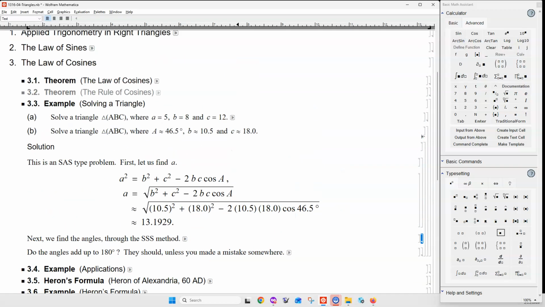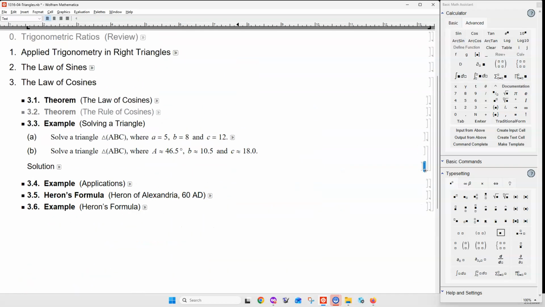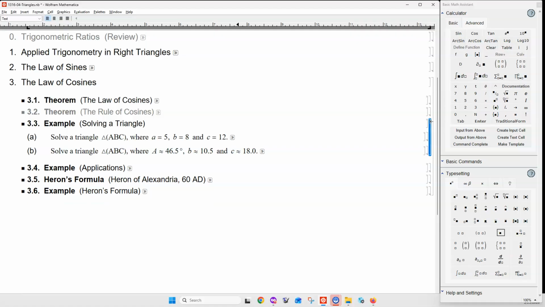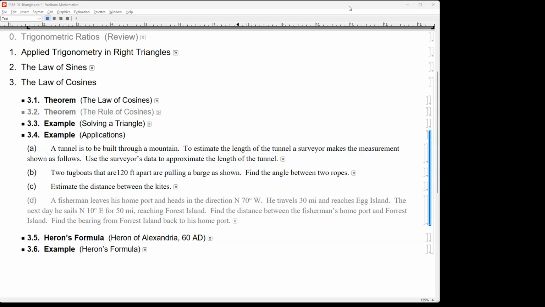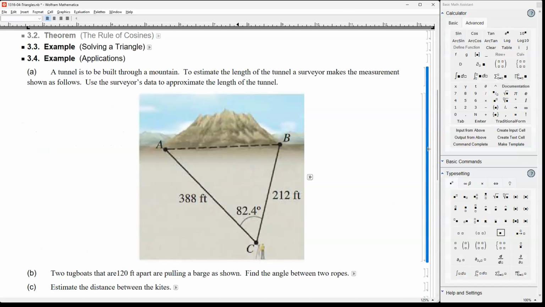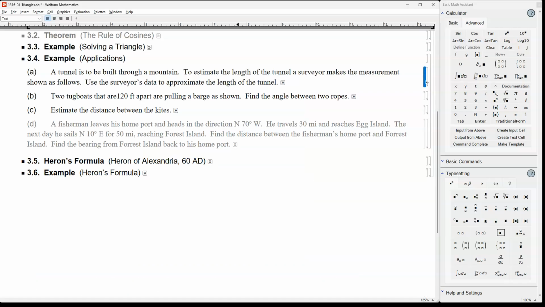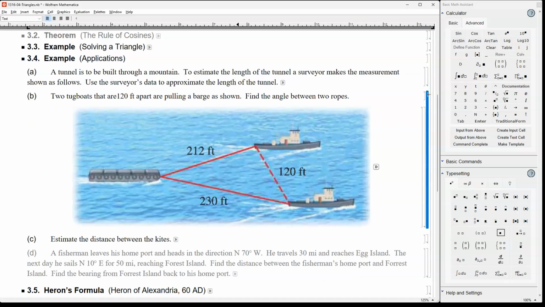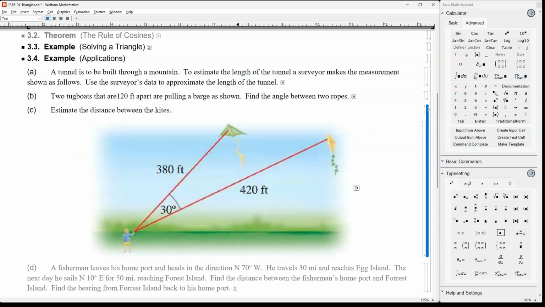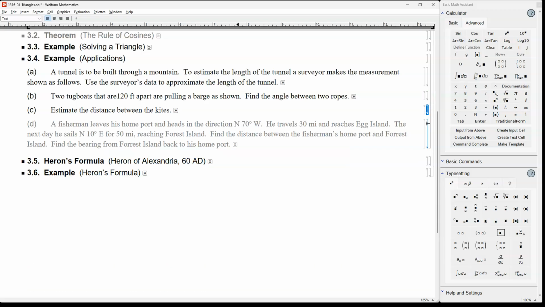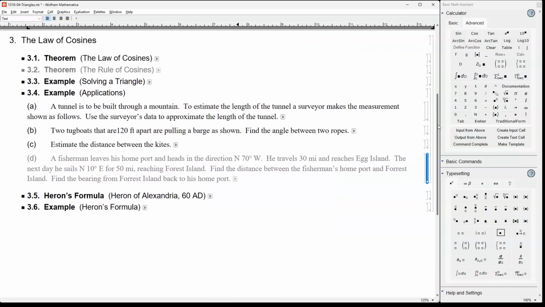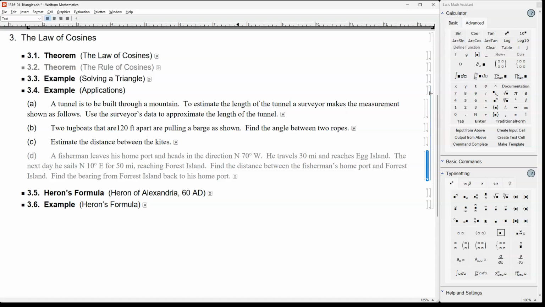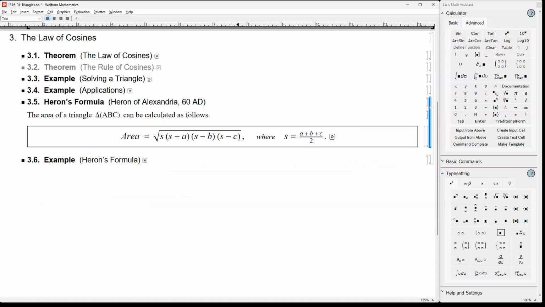Alright, so much for solving triangles. Now, do I have enough time for applications here? Nice picture. Yeah, they look interesting, but I'd rather do these kinds of problems in a separate video. Instead, let's go to the next example.